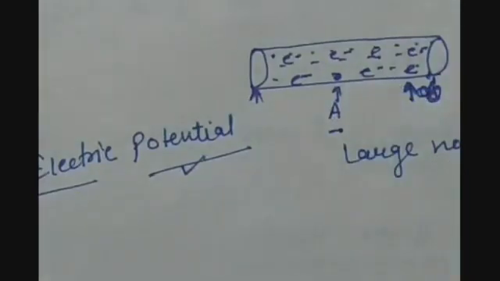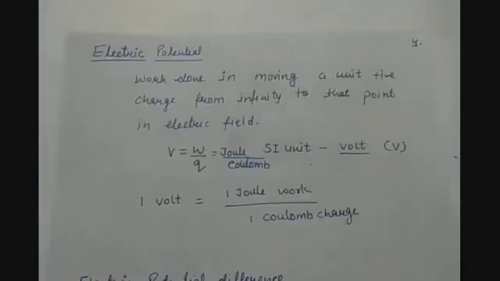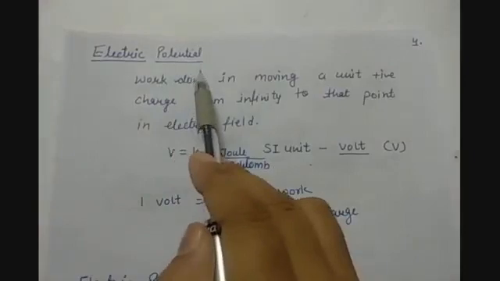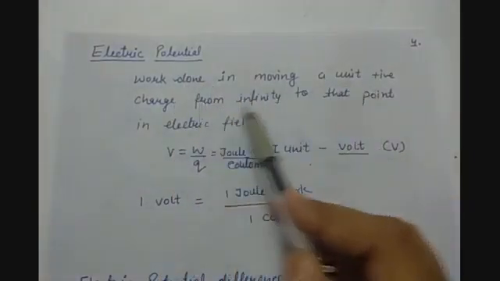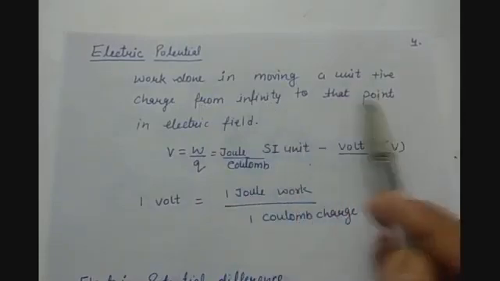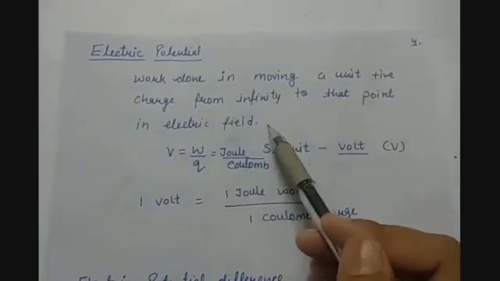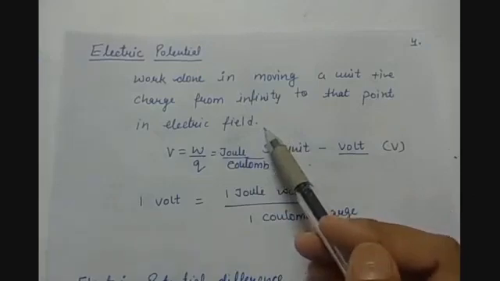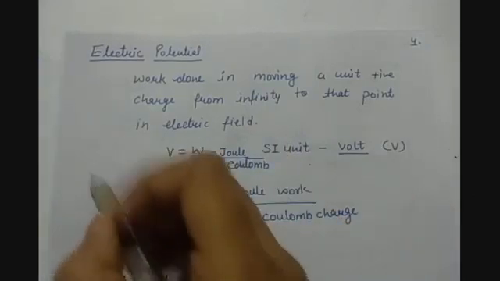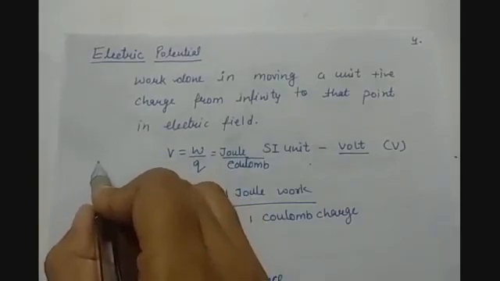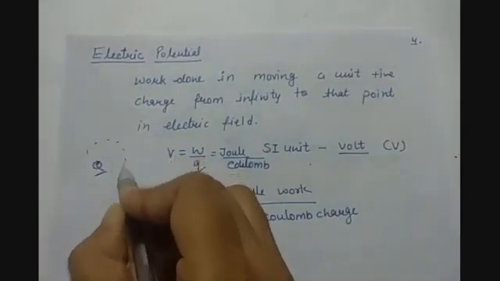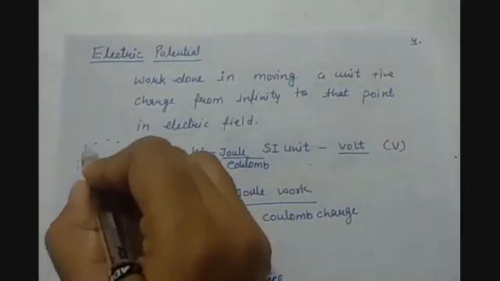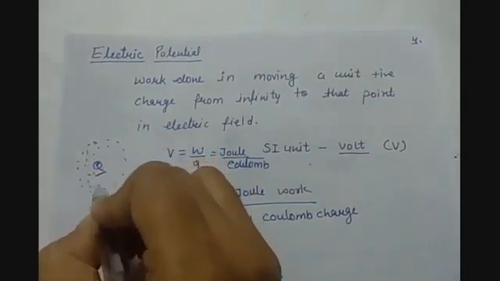So we can define electric potential as the work done in moving a unit positive charge from infinity to that point in the electric field. Now electric field is the region around the charge. Suppose we have a charge Q here, and this charge Q will have a region around it in which we can feel the effect of charge Q.